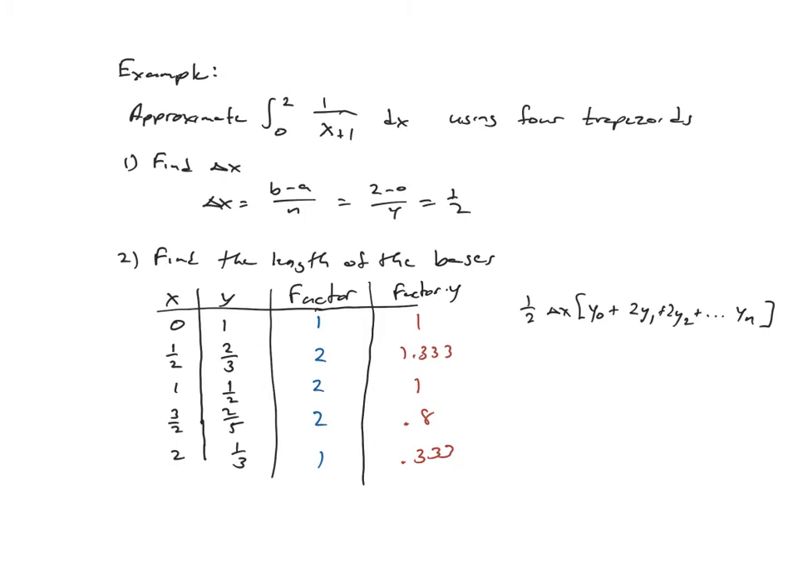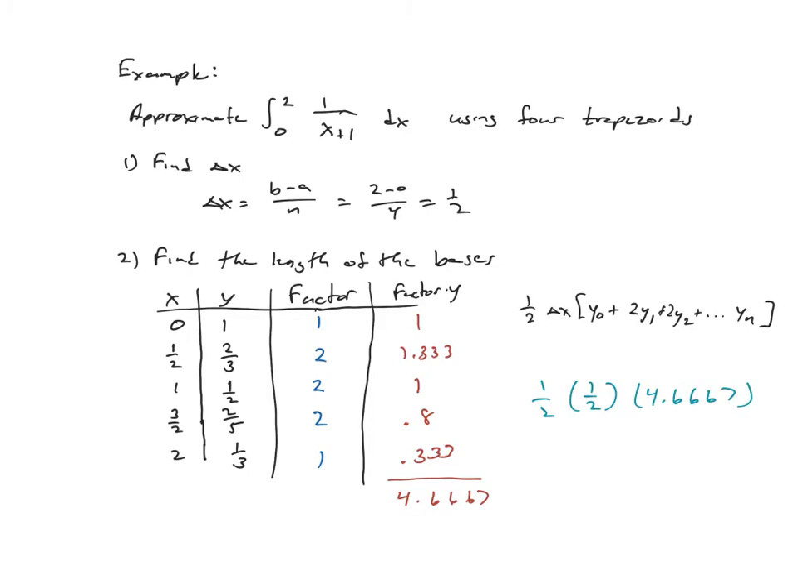So now I can add these up. When I add those up, that's going to be this value right here, 4.6667. So that now represents this value. To approximate the definite integral, I am going to take 1/2 times my delta x, which is 1/2, times the 4.6667.